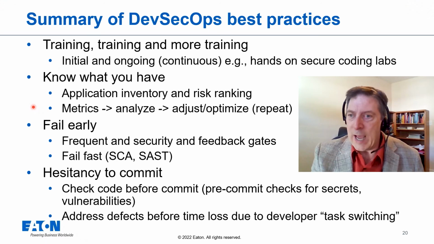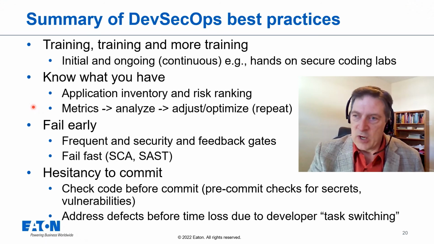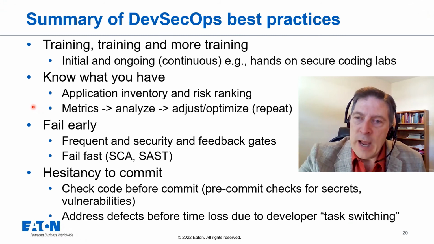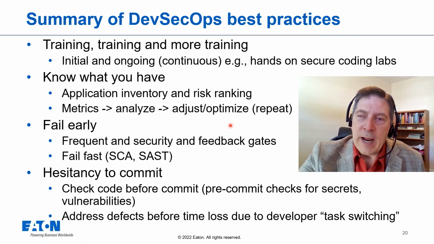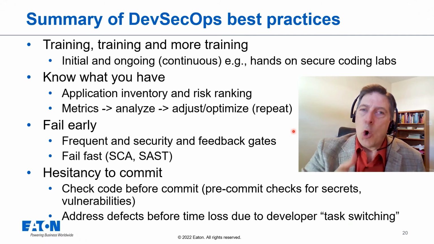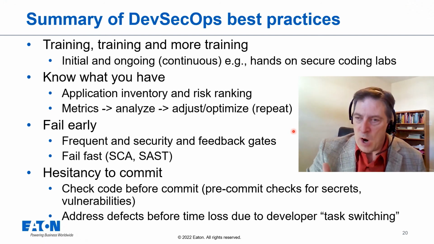Don't just collect it, look at it and go, okay, well, because of that we're seeing this, we need to tweak this, adjust this, and you repeat that: collect metrics, analyze, adjust. And we talked about failing early, that you do want to have frequent security and feedback gates. So have those gates earlier. You don't want to wait to the end. That's what DevSecOps is all about: those many individual small gates throughout.